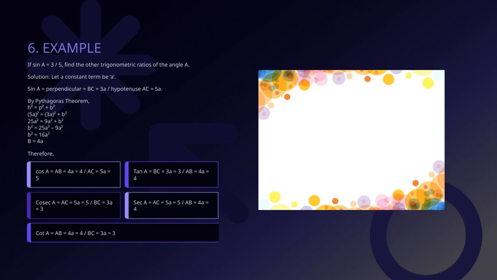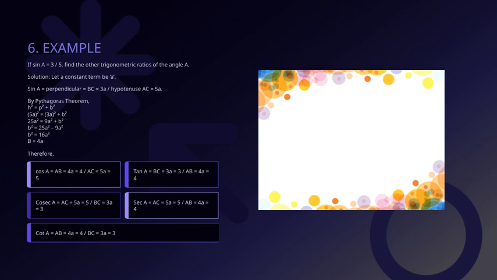Now, to find the remaining sides, we use the Pythagorean theorem, which states that the hypotenuse squared equals the sum of the squares of the other two sides. Applying that, we have 5a squared equals 3a squared plus b squared, where b is the other leg. So 25a squared equals 9a squared plus b squared. Subtracting 9a squared from both sides, we're left with b squared equals 16a squared. Taking the square root of both sides, we find that b equals 4a.